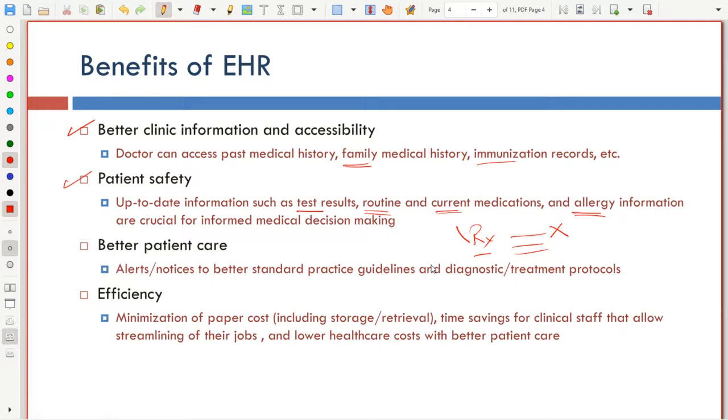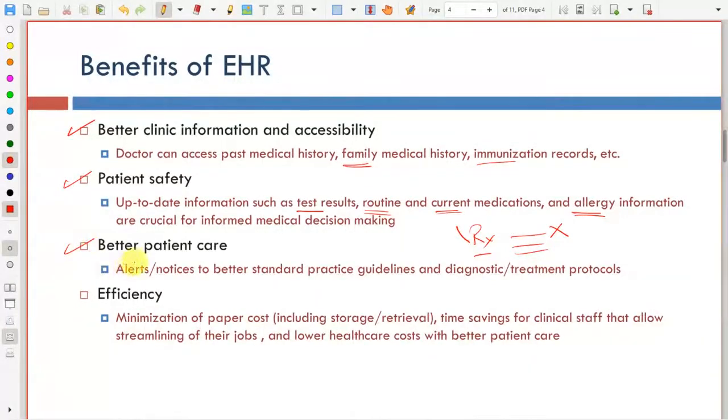So it's extremely important for the doctor to be aware of the condition of the patient, the allergies of the patient, and whatever medication he's taking, before prescribing anything additional. Okay? So this is one very important advantage or benefit of EHR. This is basically the most important.